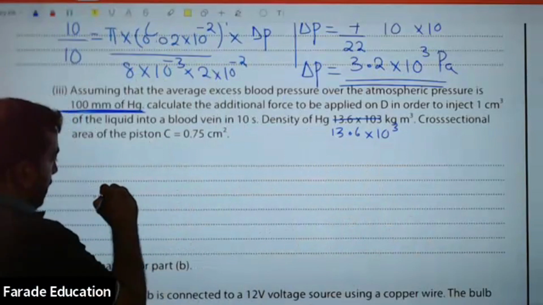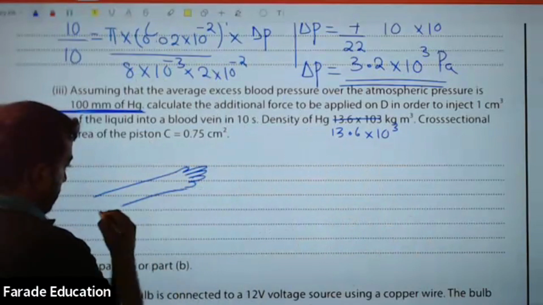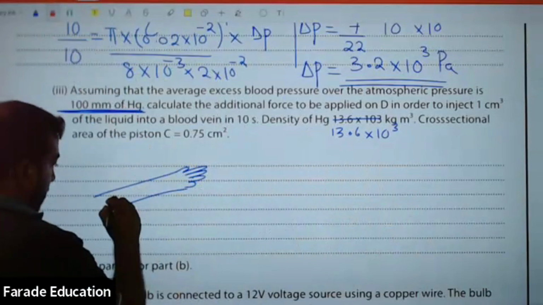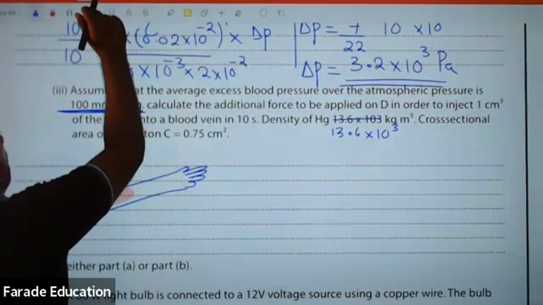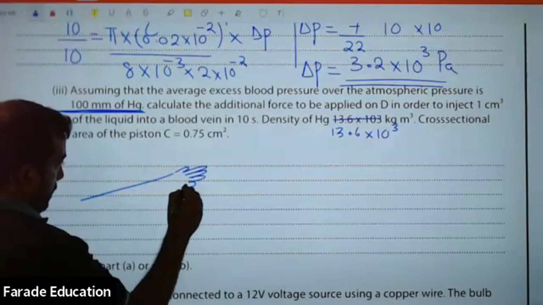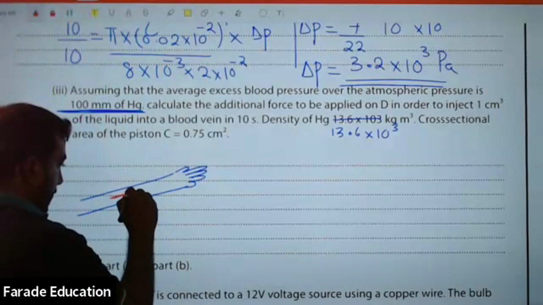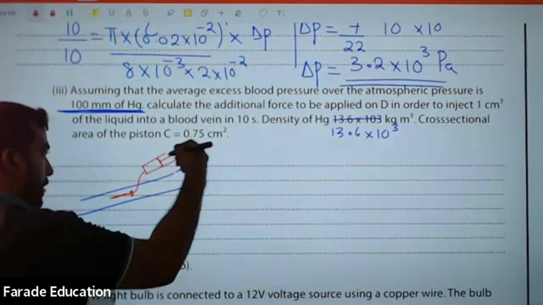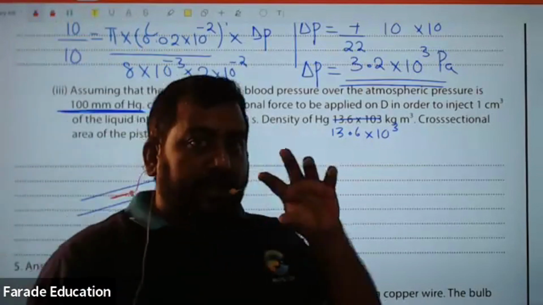Now let's say this is a person's hand. We are inserting this needle inside like this, and we are now pressing. Inside the person's blood, there is going to be blood pressure.